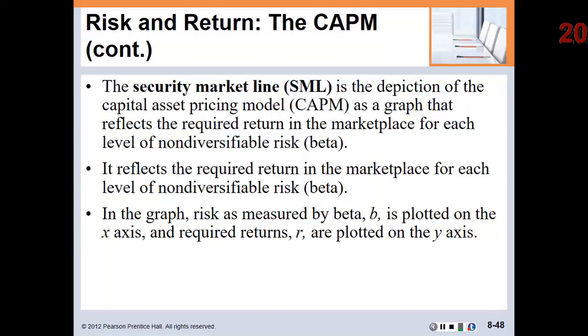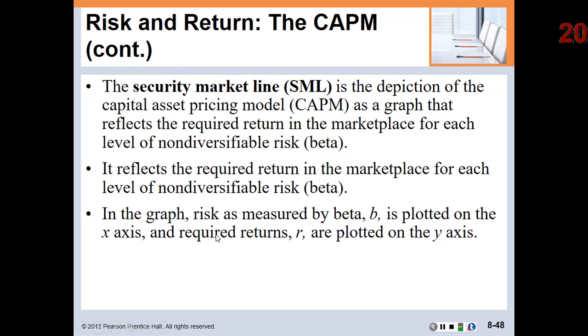Now, based on the capital asset pricing model, there's another concept that we're going to talk about for a few minutes called the security market line, or the SML. The security market line is simply a graph of the capital asset pricing model. So if we take the formula for the capital asset pricing model and graph a line based on that, we call that the security market line. And it says, the second bullet point here, it reflects the required return in the marketplace for each level of non-diversifiable risk, which we said beta is a measure of. And so we're plotting essentially beta as compared to the required returns.